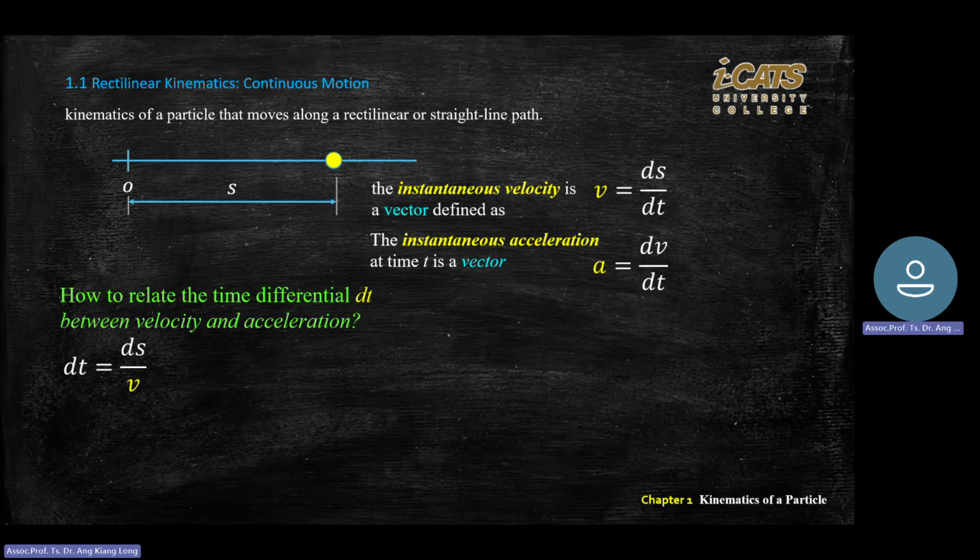We try to find one simpler equation, so once you find velocity, you can find acceleration, or once you find acceleration, you can find velocity. This is what the question tried to mean. Okay, so how do you relate the velocity and acceleration in the time form? You rewrite the equation: dt equal to ds/v, and also dt equal to dv/a.